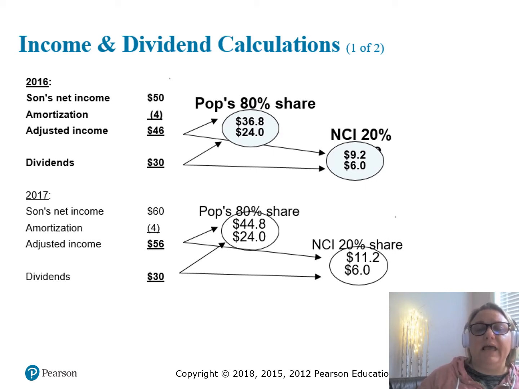So first we have Sun's net income of 50 and the amortization of 4 from previous slides. So our adjusted income from that is 46, all right? So for the 46, we have both the 80% share of POP and the 20% share of non-controlling interest.